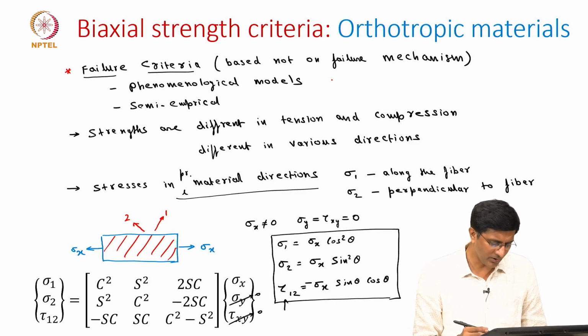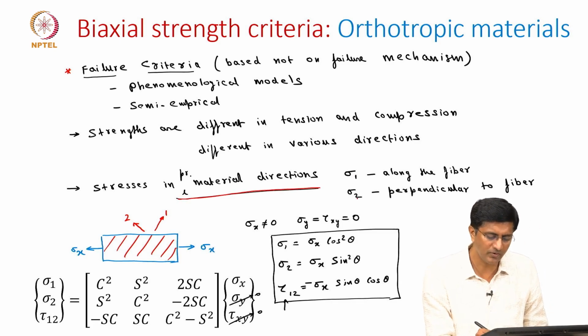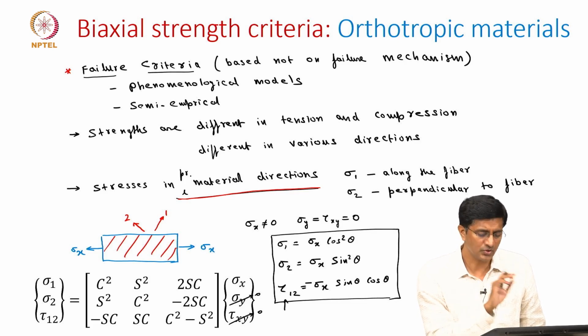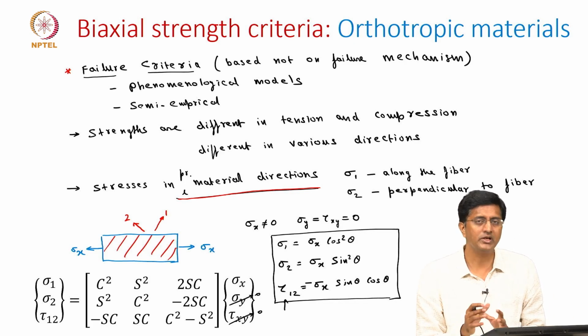And the other major difference is, here we are looking at the principal material directions, meaning that sigma 1 and sigma 2 refer to stresses along the fibers and perpendicular to the fibers. Whereas for isotropic materials, sigma 1 and sigma 2 are principal stresses. Principal stresses are stresses on planes with zero shear stress. So this is how we differentiate between the orthotropic material failure and the biaxial strength failure.